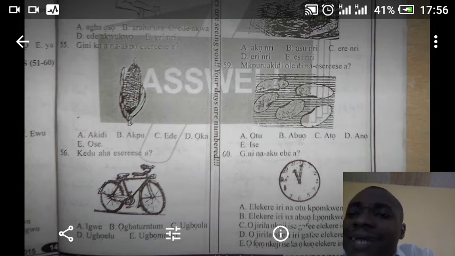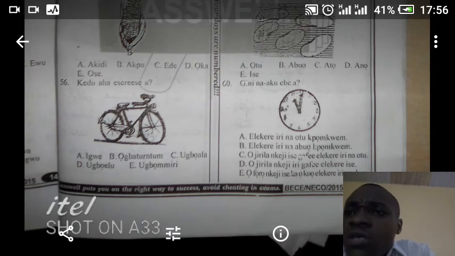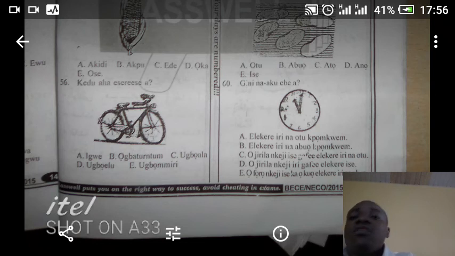Sorry. Let's continue. Number 56. Kedu aha eserese a? What is the name of that drawing? A. Igwe. B. Ọgbatumtum. C. Ụgbọala. D. Ụgbọelu. E. Ụgbọ mmiri. The answer is Igwe. This is a bicycle. Igwe.